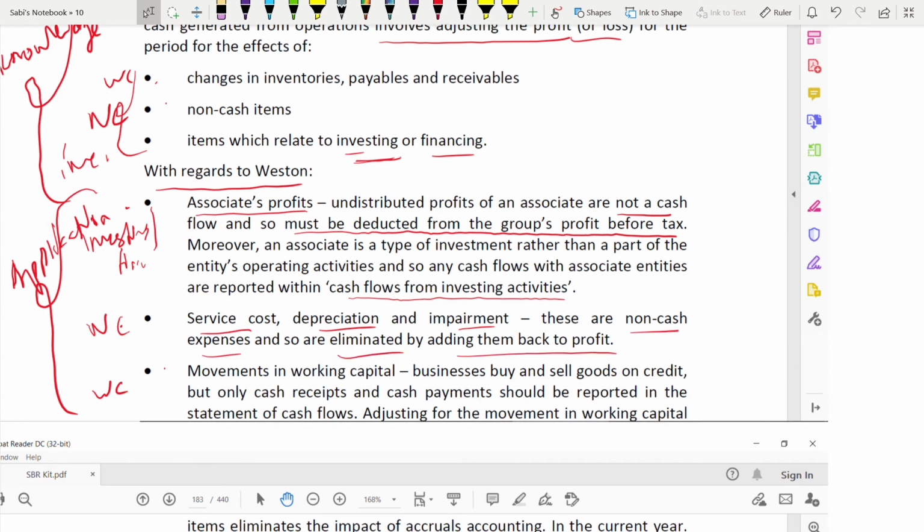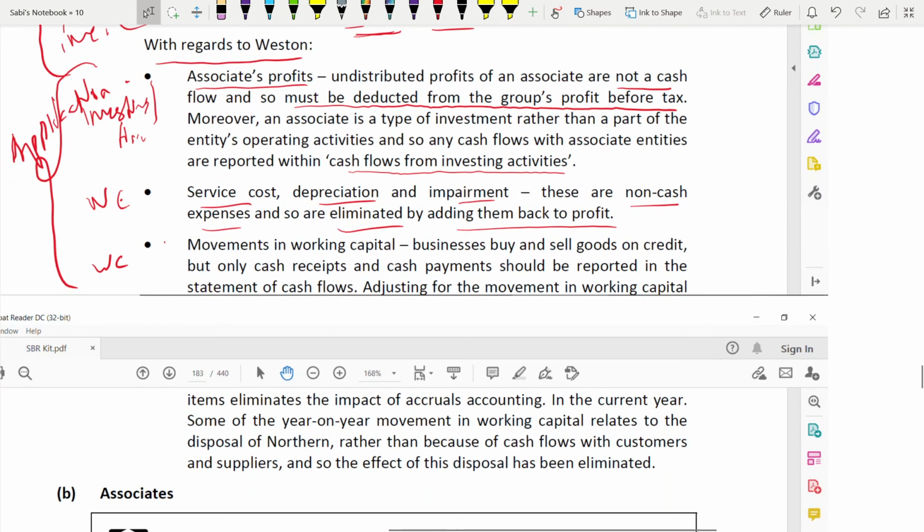Next is movement in working capital. Businesses buy and sell goods on credit, but only cash receipts and cash payments should be reported in the statement of cash flows, adjusting for the movement in working capital. Adjusting for the movement in working capital eliminates the impact of accrual accounting, because the profit and loss is accrual accounting, right? But the cash flow statement says no, remove the impact of accrual accounting. That's why we adjust the working capital.